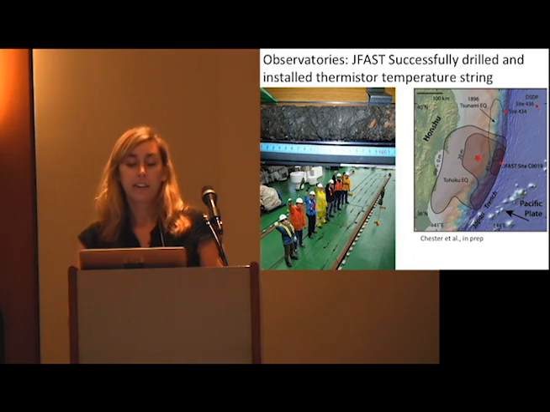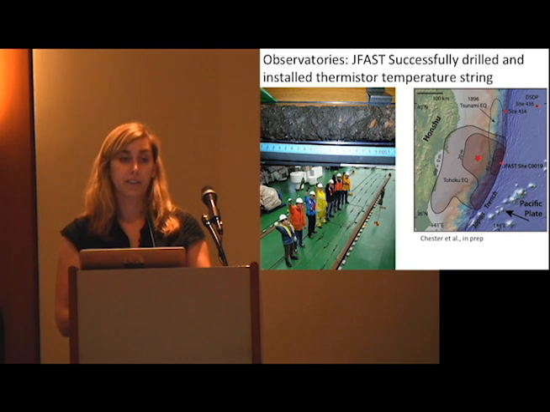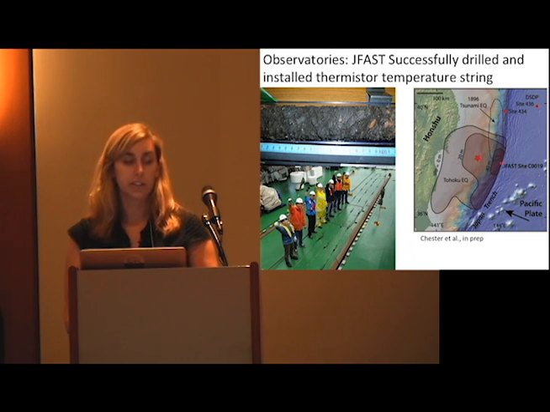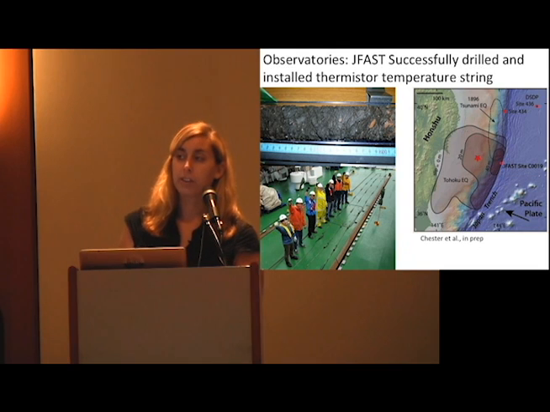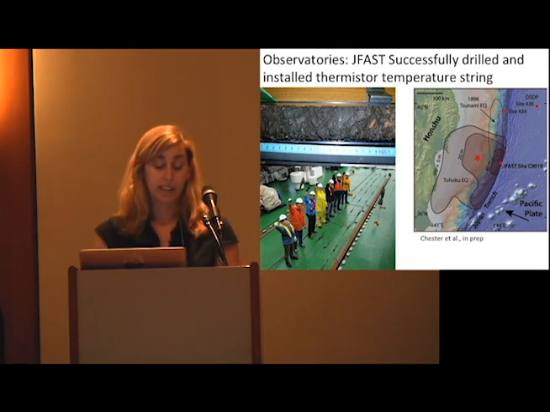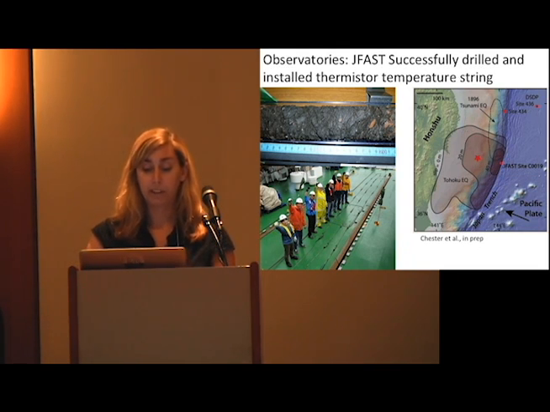I should say, though, that work is also underway on the core. If you saw any of this at AGU last year, the friction experiments coming out of this core also indicate that it's quite weak, sort of more like San Andreas weak.